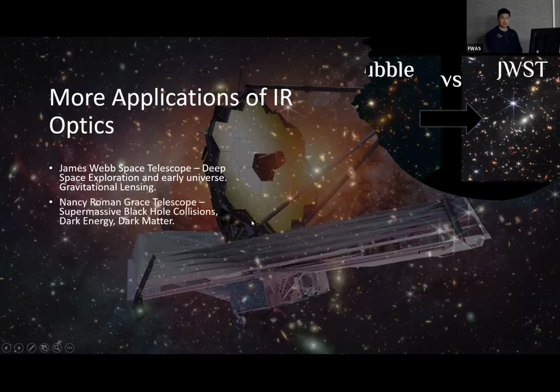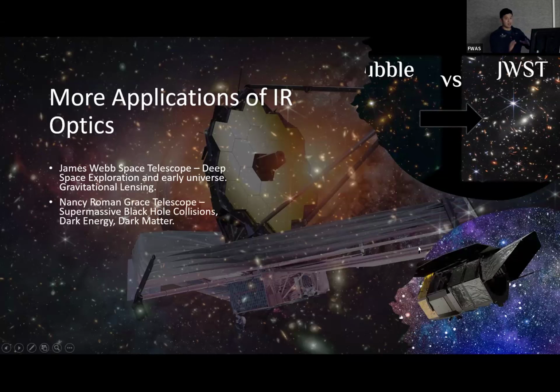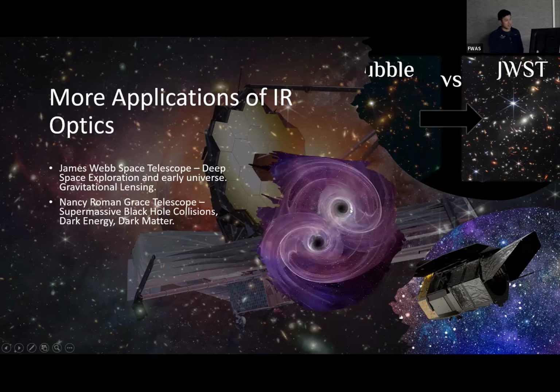The Nancy Grace Roman telescope, we've also provided the primary mirror for. Supermassive black hole collisions, dark energy, dark matter. The best way to think of it is that James Webb is a very narrow focus, like a zoom lens, and this is a wide field of view, right? You can basically get a wide swath of the sky and then see the effects of gravitational lensing, all these things that allow us to understand the universe better. So two black holes colliding is something that both of these will try to get good information on.